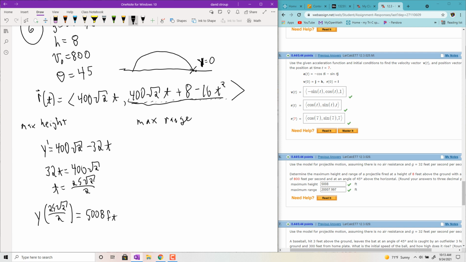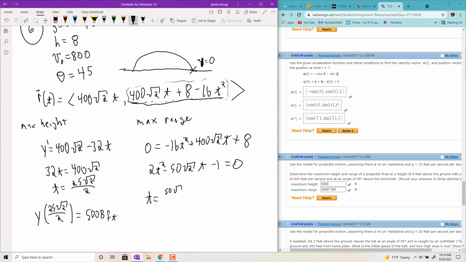Okay, so again, I have to work with this guy, and I have to set it equal to 0. So I have 0 equals negative 16t squared plus 400 root 2t plus 8. I'm going to simplify that a little bit, divide by 8, move everything to the other side. I get 2t squared minus 50 root 2t minus 1 is 0. I'm going to use the quadratic formula on it, believe it or not. T is negative negative 50 root 2, so that would be 50 root 2, plus or minus the square root of. It's going to give me 2 answers, but I want the bigger one, right?